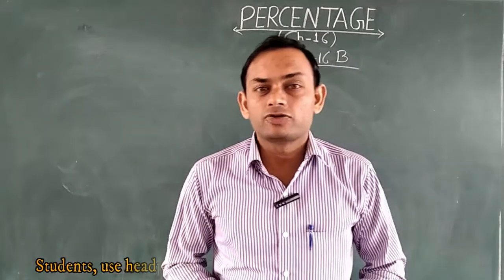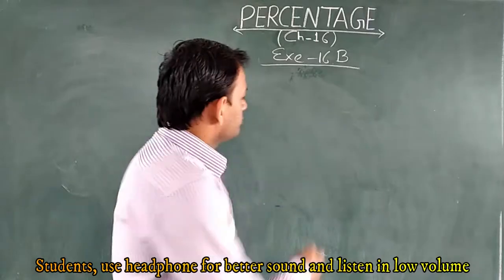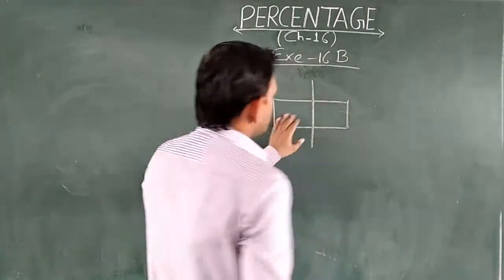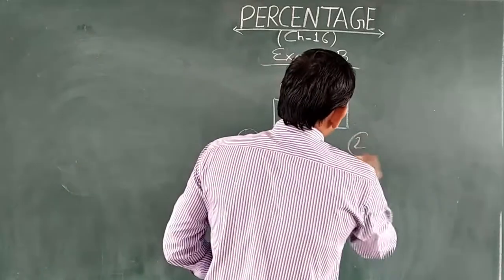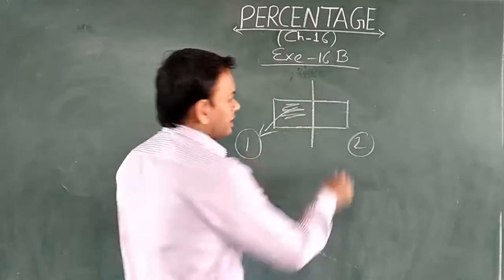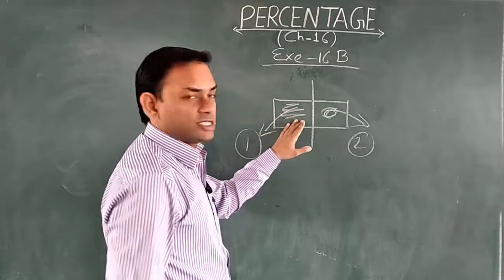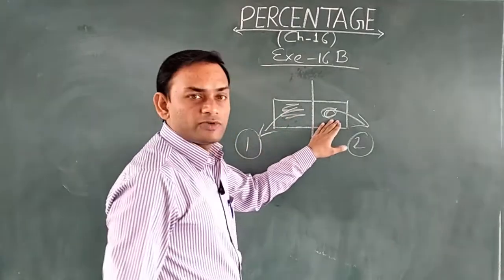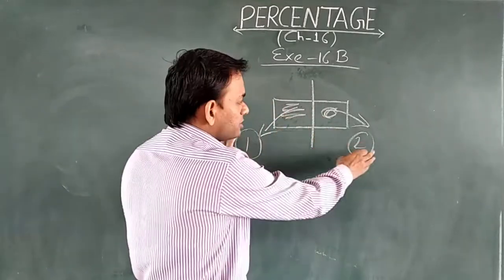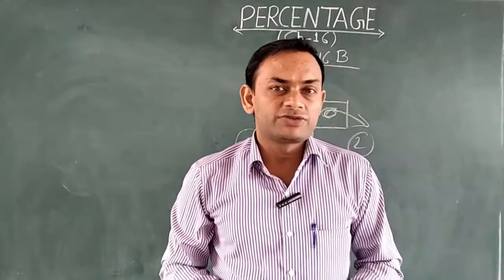But before that I would like to tell you that in percentage, everything is 100% in itself. Suppose one chocolate is divided equally between two boys. This share is given to this boy and this share is given to this boy. So this share will be 100% for him and this share will be 100% for him. Means both shares will be 100% for both of them. Got it? So now let's start exercise 16b.